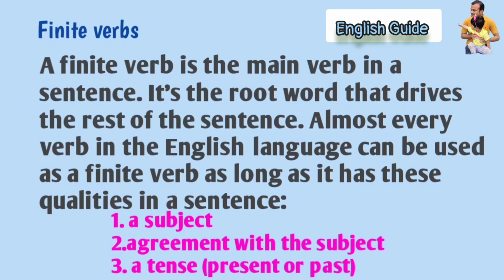So coming to finite verbs, how can we identify them? Three things we can use to identify a finite verb, it has three qualities. One, it has a subject; it has agreement with the subject; and it has a tense, either present tense or past tense. So it always deals with some tense or falls under some tense. So let's go through the definition now.